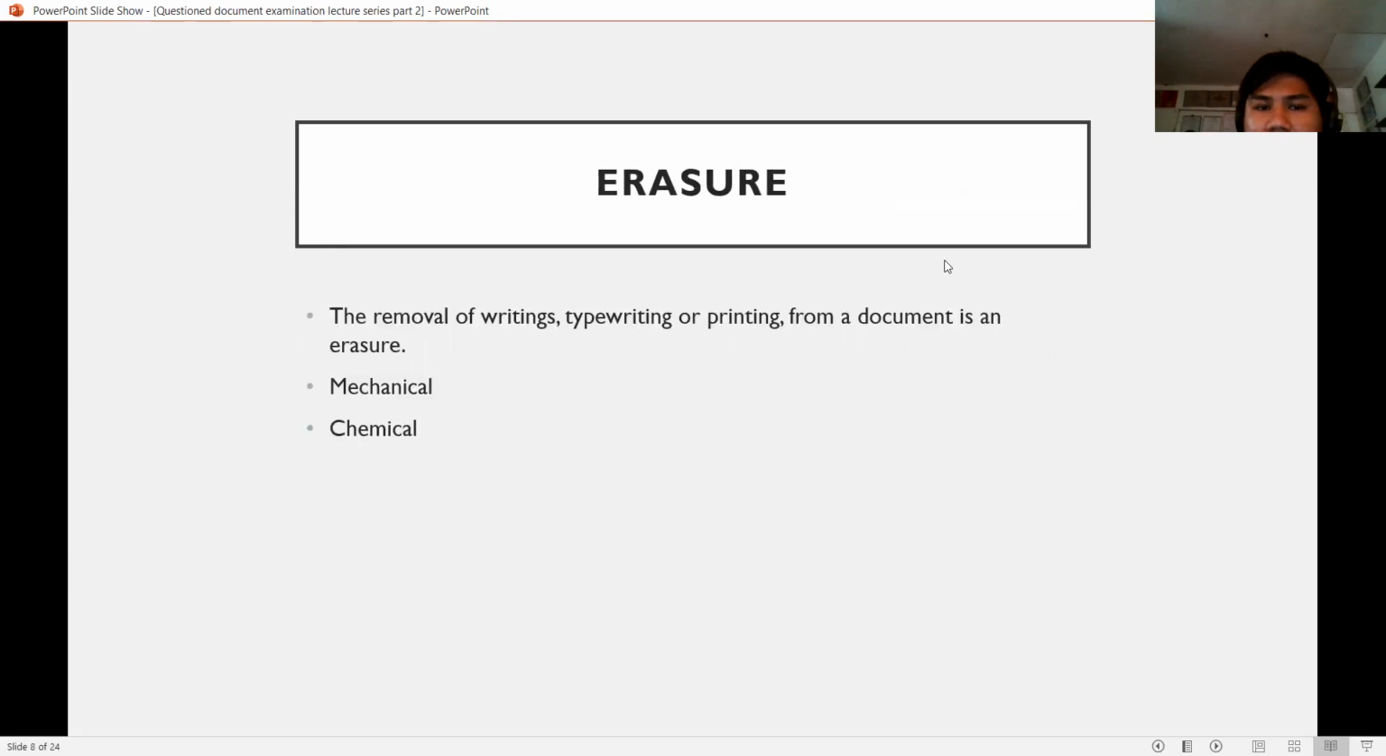Next, we have erasure. What's erasure? It is the removal of writings, typewritings or printing from a document. It could either be mechanical or chemical. Mechanical, okay. What's mechanical erasure? Mechanical erasure of a part of writing can be done by the abrasion of the surface of paper with the help of a rubber eraser or any sharp instrument such as a razor blade, scalpel, knife, and emery paper. From the word mechanical.